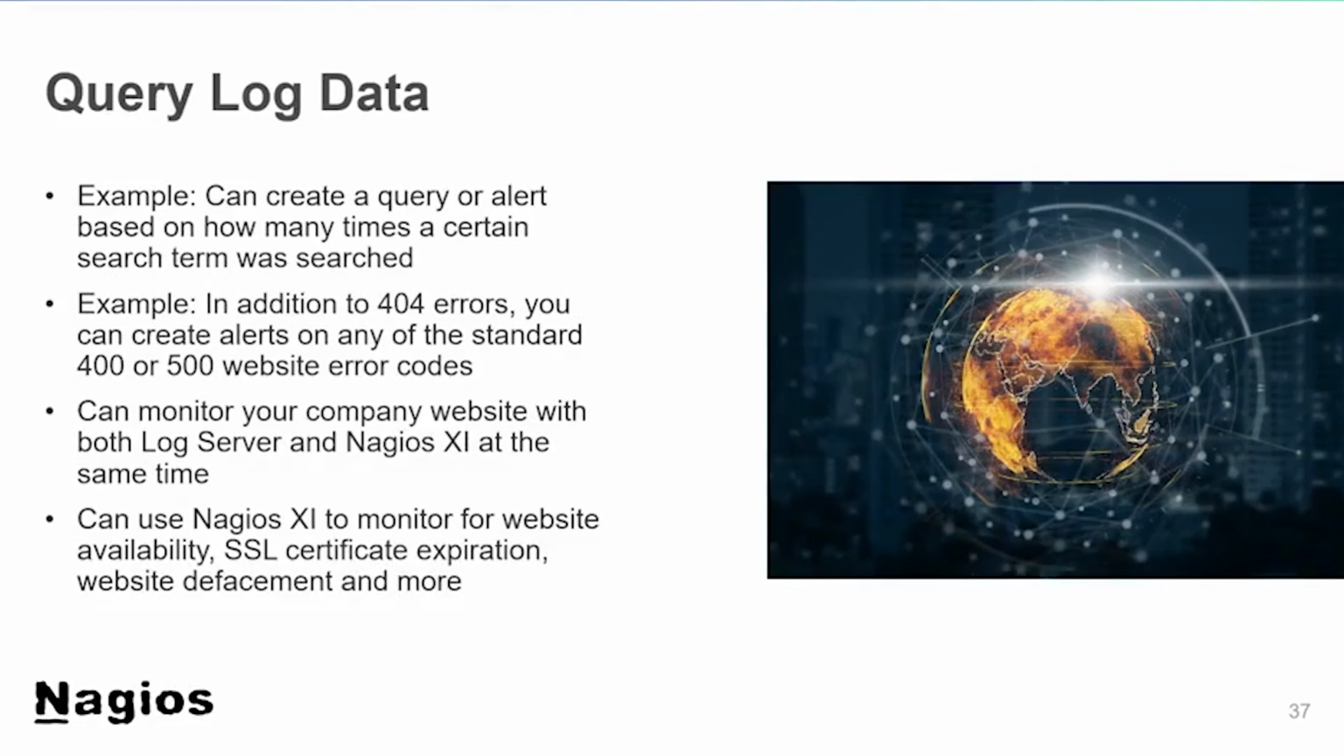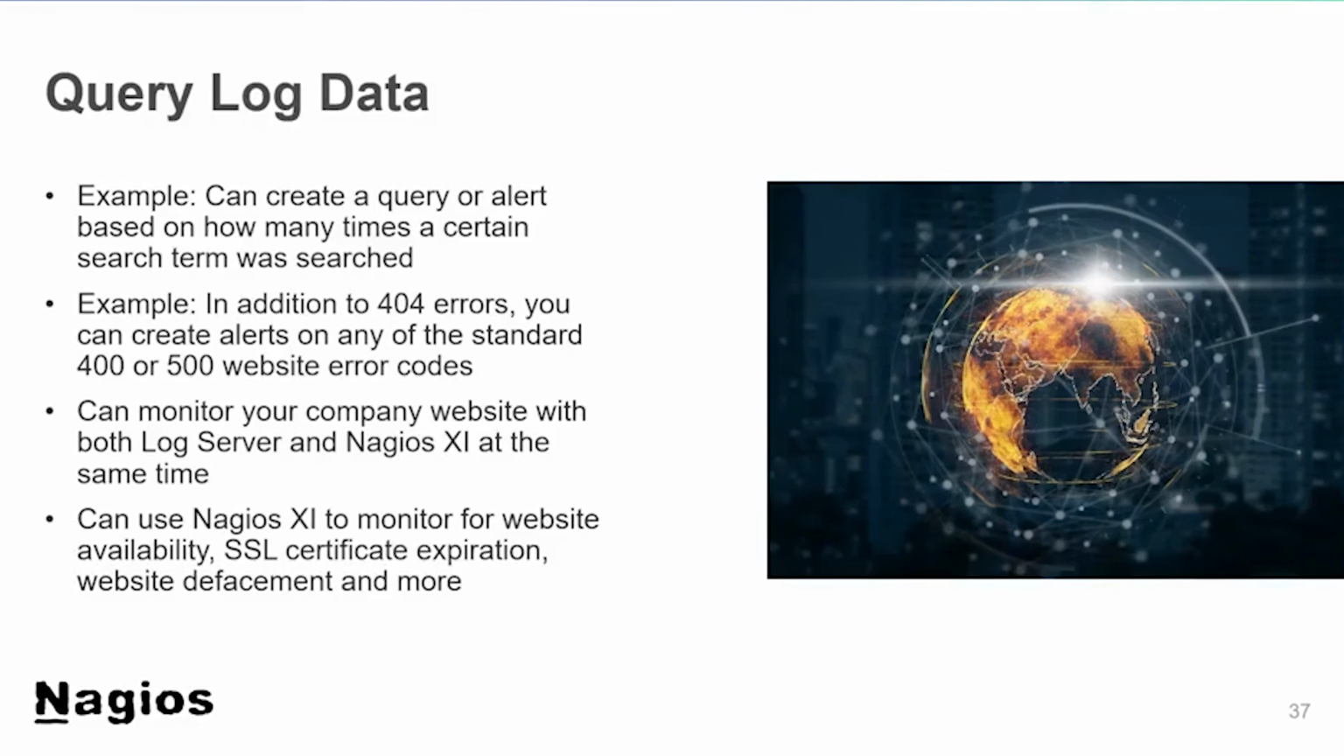Another thing you can do with queries is set the types of alerts received based on the analytics you're interested in. Maybe you want to receive an alert based on how many times a certain search term was used on your website. You could monitor the website for really valuable customer and marketing intelligence using Log Server. And then you could also monitor it with XI at the same time. In XI, you could be alerted about things like website defacement, website availability, or your SSL certificate expiration. You could even create alerts in Log Server for any of the standard 400 or 500 website error codes.